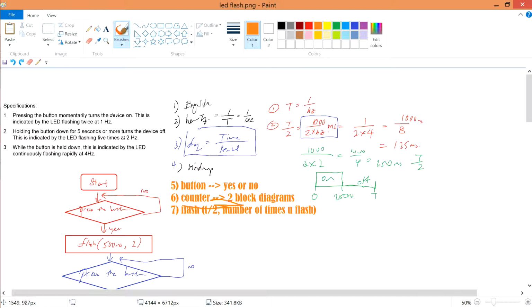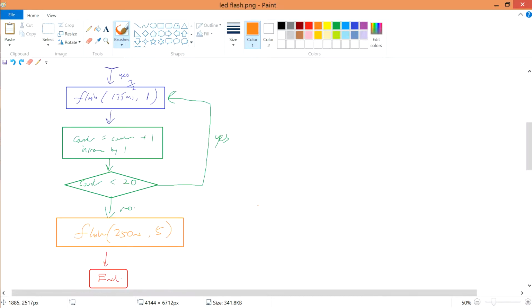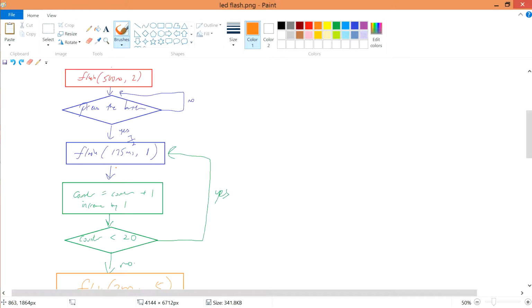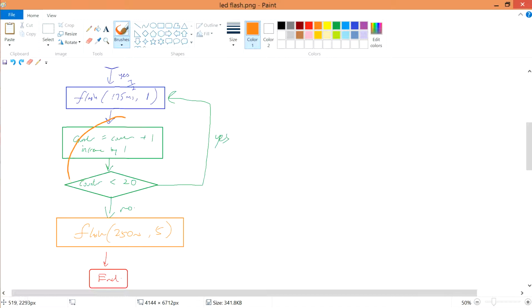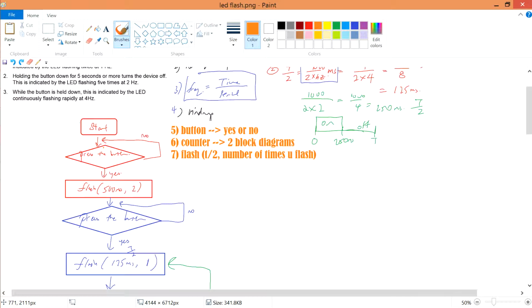Next is the counter. Normally the counter has 2 block diagrams. Your counter will have counter equals to counter plus 1. After that is when the counter reaches a certain frequency that you want, how many times you press. Then if it's yes, or if it's no, then something else. So you need to know that there are 2 parts for the counter, this one part and the second part. And the last one is the flash.